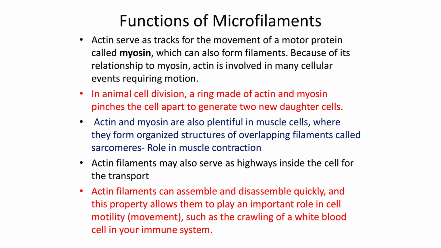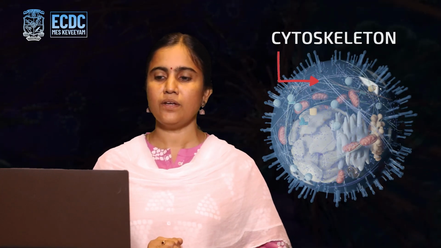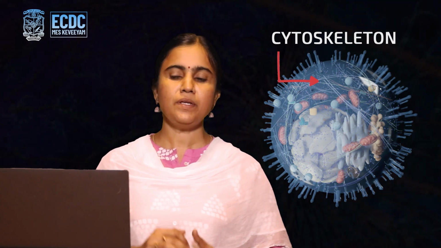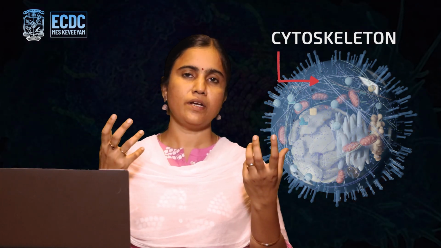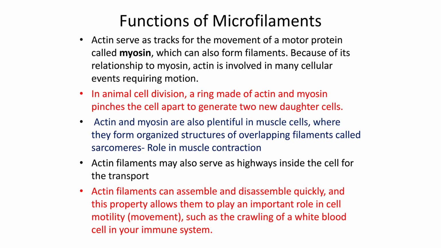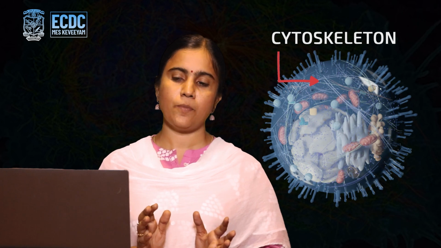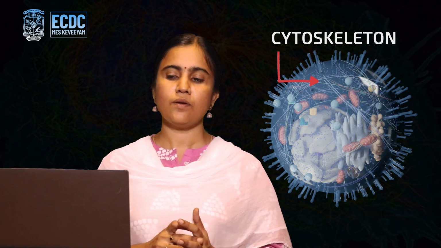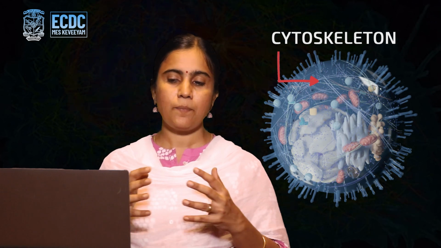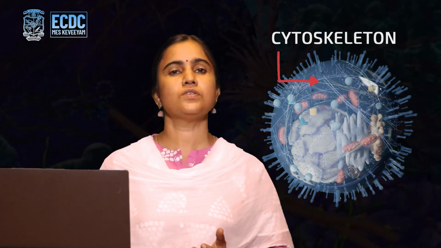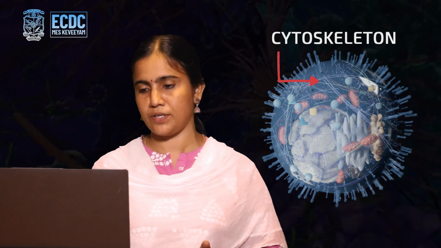Because of its relationship to myosin, actin is involved in many cellular events requiring motion. In animal cell division, a ring made up of actin and myosin pinches the two cells apart to generate two new daughter cells. So this has an important role in animal cell division. Actin and myosin are also plentiful in muscle cells. 60% of the muscles are made up of actin and myosin. So they form organized structures, overlapping filaments called sarcomeres, which also have an important role in muscle contraction.